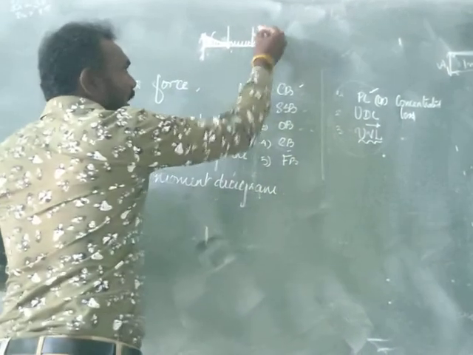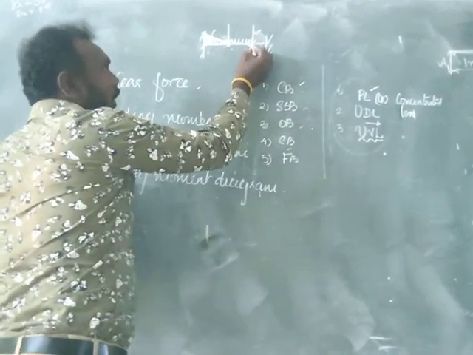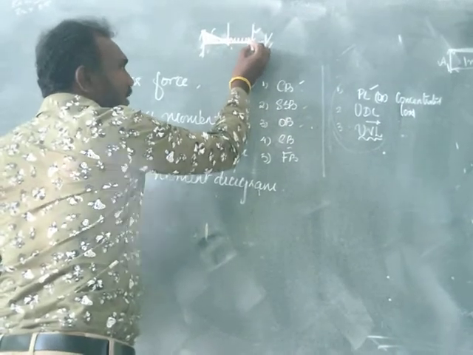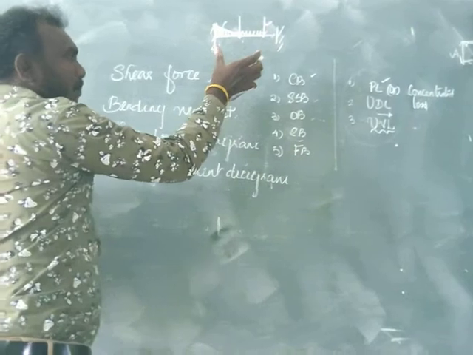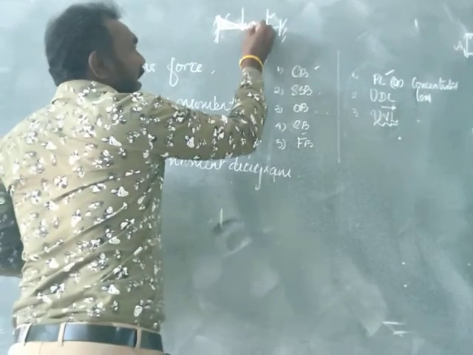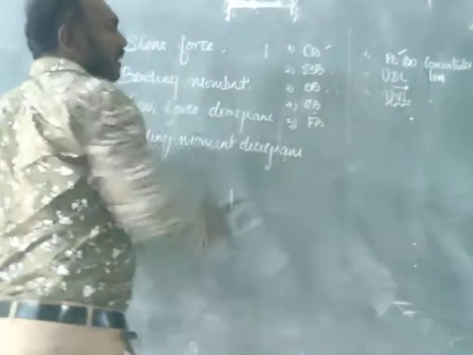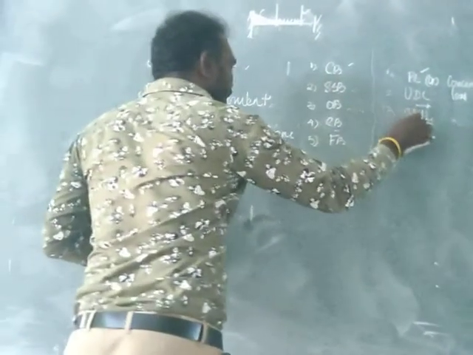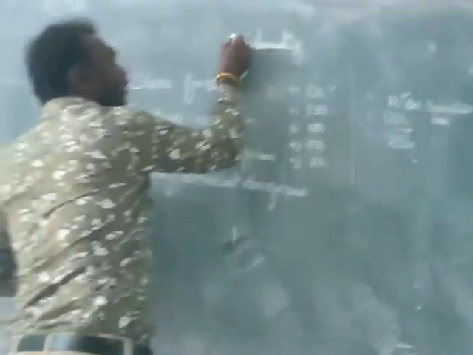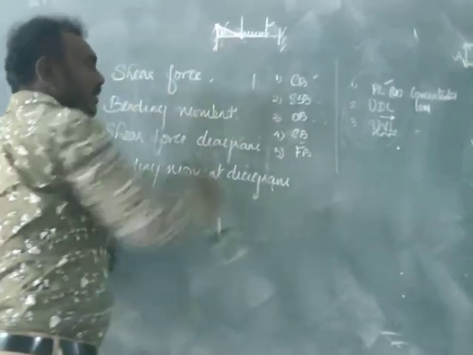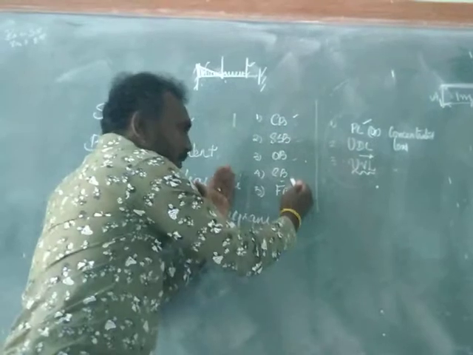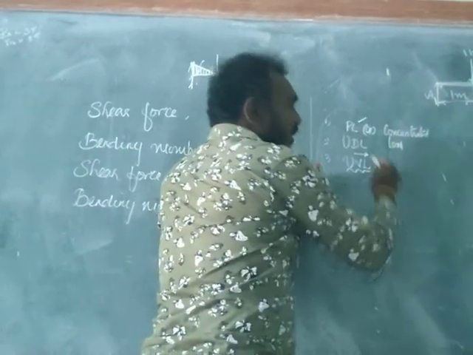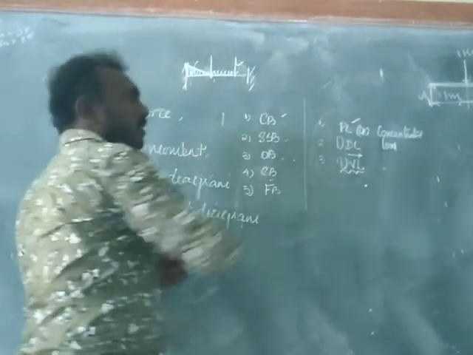Point load acts at a particular point. Uniformly distributed load acts uniformly over a particular span. Then the third type is uniformly varying load, where the load varies from point to point. We have 5 types of beam and 3 types of load acting on the beam.